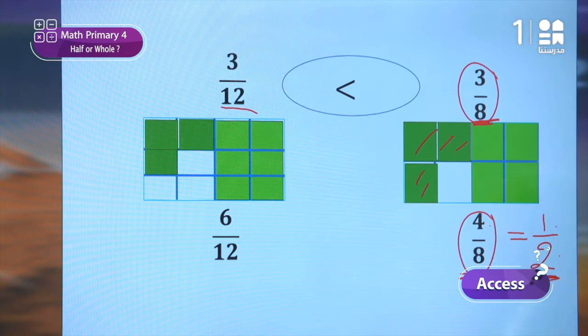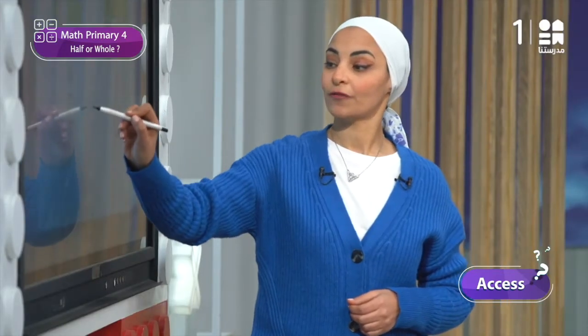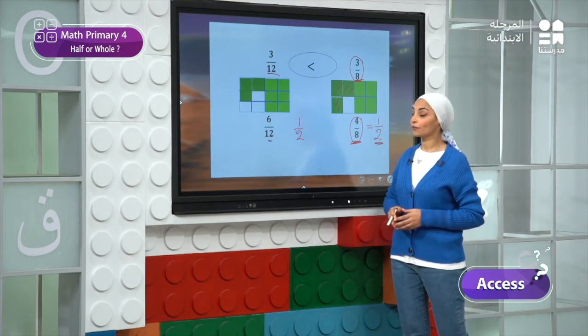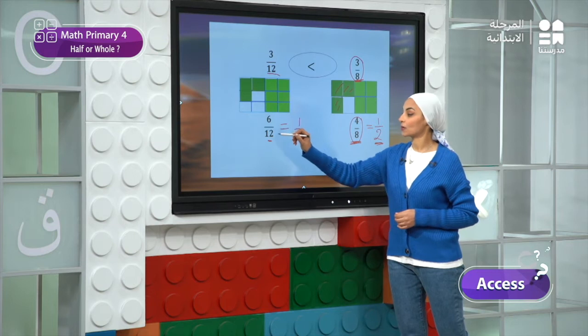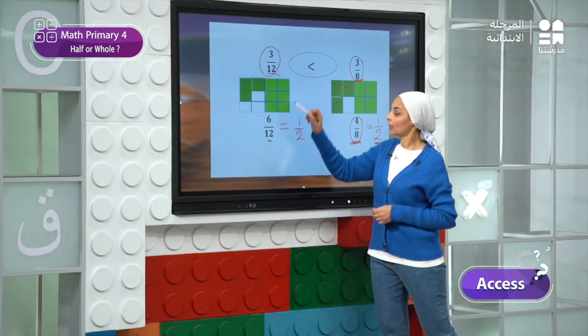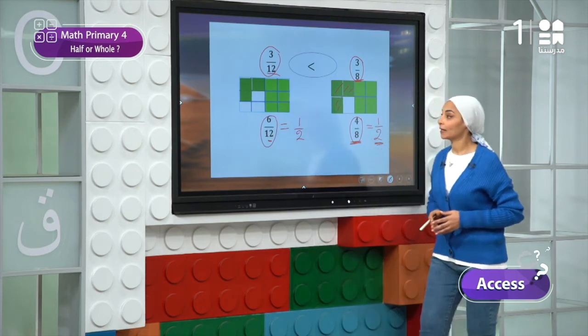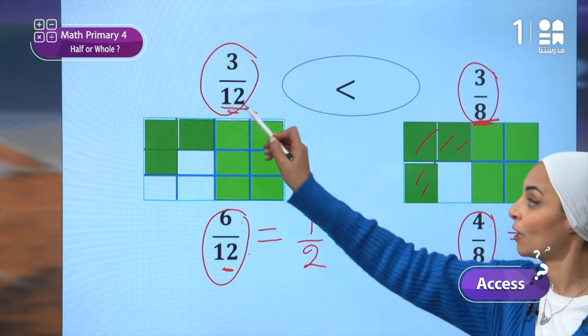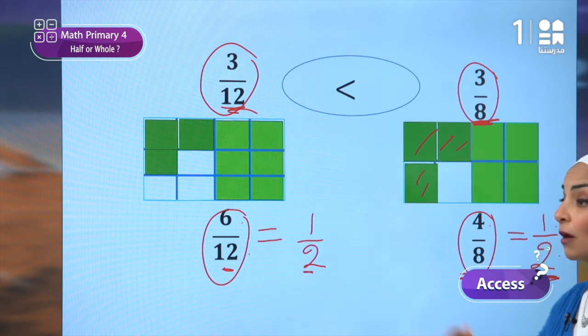Right? Now let's see the second fraction, 3 over 12. I want a fraction equivalent to half and at the same time its denominator is 12. So I find it is 6 over 12. When I compare 3 over 12 and 6 over 12, I find that it is not very close to 6 over 12. That means 3 over 12 is not very close to half.